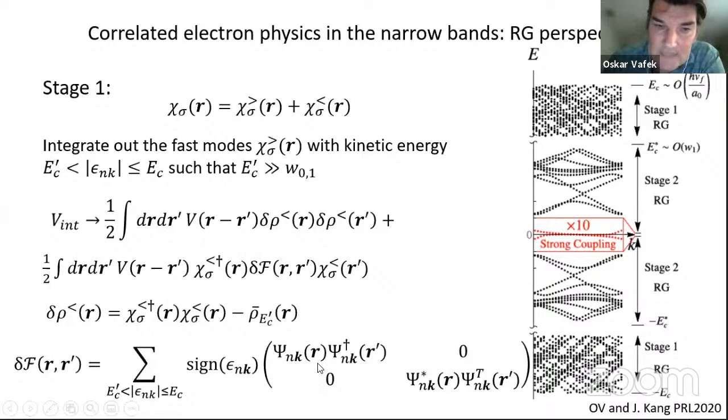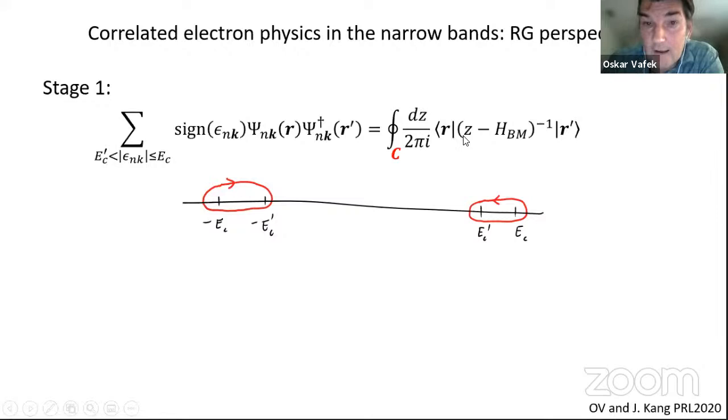And this looks complicated because it looks like we need the exact wave functions of the Bistritzer-MacDonald model. But as I mentioned, we have an advantage that in stage one, the problem is perturbative in the interlayer tunneling. So we're going to take the sum over all the exact eigenstates between EC, the UV cutoff, and the sliding cutoff EC prime, and rewrite it through a Cauchy integral of a Green's function. Remember, in the spectral decomposition of the Green's function, the wave functions sit in the numerator, and then z minus the energy of those wave functions sits in the denominator. The first one is evaluated at r, the second one at r prime. And then the Cauchy contour that we choose is in a counterclockwise sense, encircling EC prime and EC on the right, and then in the clockwise sense, encircling minus EC prime and EC on the left. And that's going to give us the sign that we need over here.